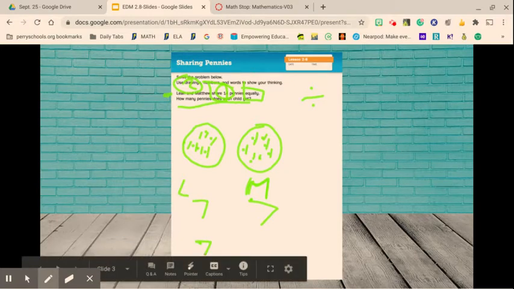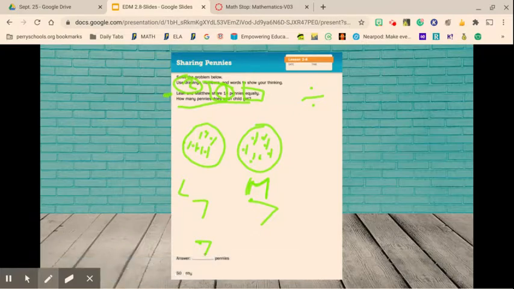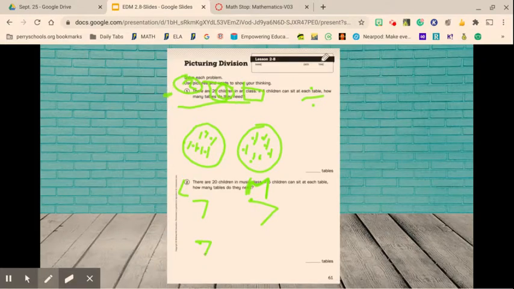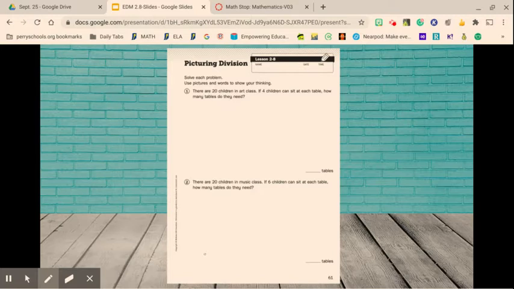7 pennies. You are going to make sure that you have some kind of solution in your page or in your book on page 50, and then proceed to the Kami page. Now, on this Kami page, it's very similar to what you just did, but I will tell you, number 2 is a little bit tricky. And so after you get number 1, I think you'll be able to do that pretty quickly and easily. Number 2 is a little bit tricky, and you're going to have to do some extra thinking on this one. So you're going to solve each problem, use pictures and words to show your thinking.